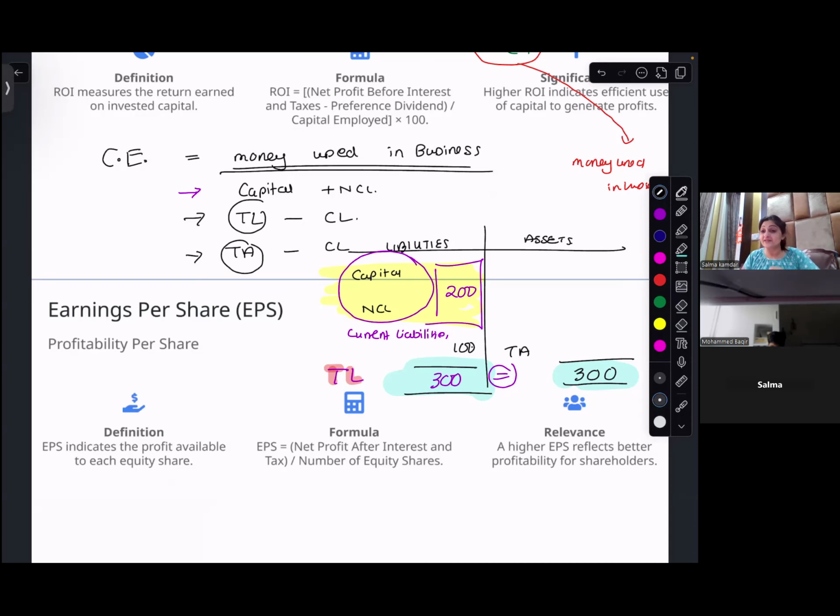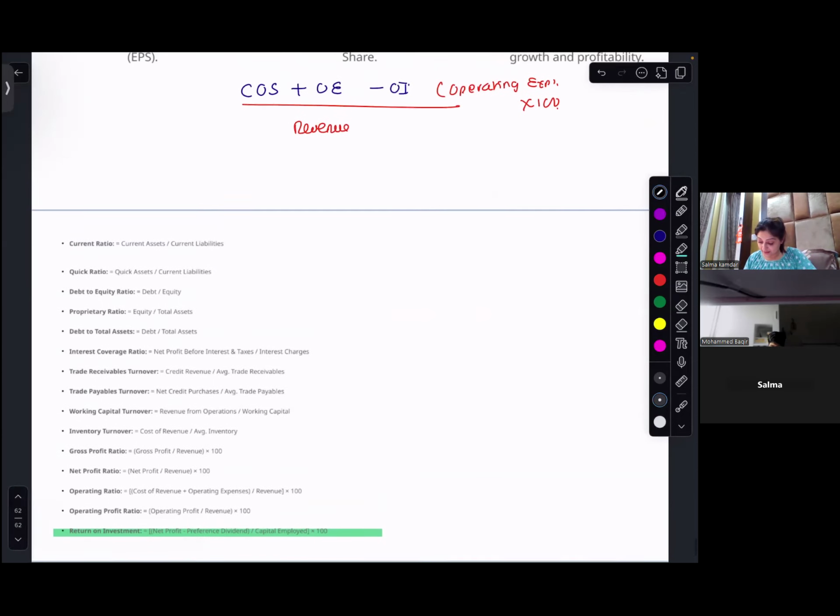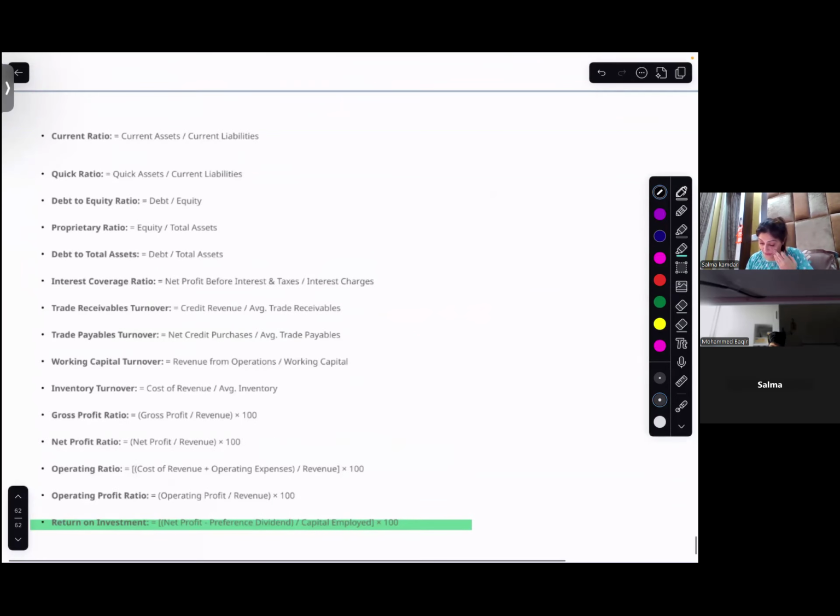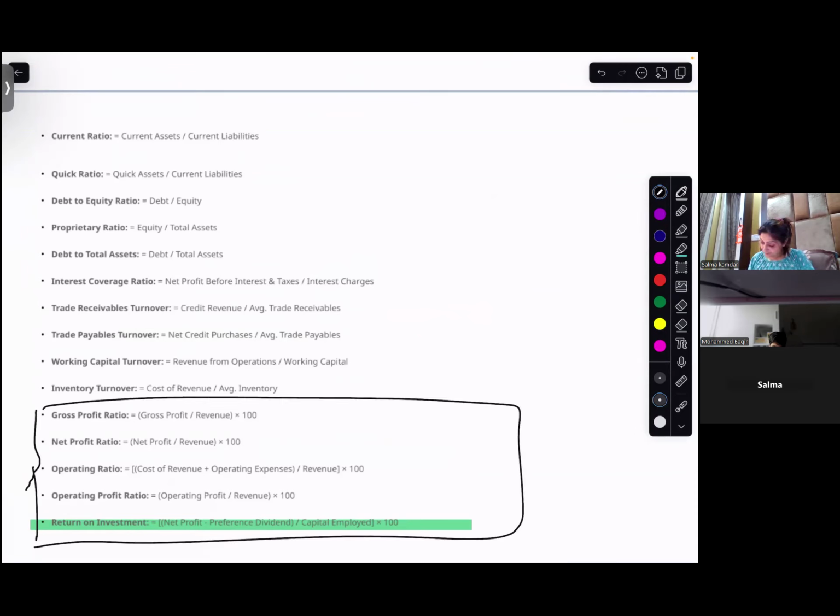With this, we did the last 11 to 15th formulas, which were the profitability ratios. What are the formulas? Gross profit ratio, net profit ratio, operating ratio, operating profit ratio, and return on investment. For any profitability ratio, what you're going to divide is always the revenue. For gross profit, you will use gross profit. For net profit, you will use net profit. For operating profit, you will use operating profit.